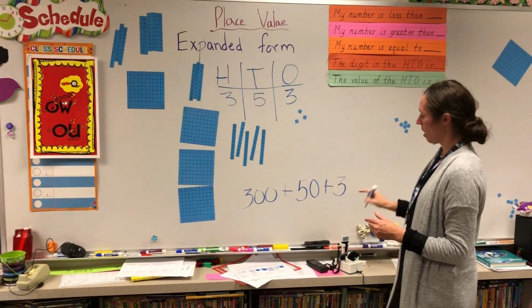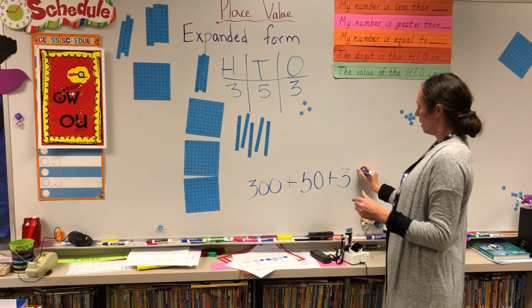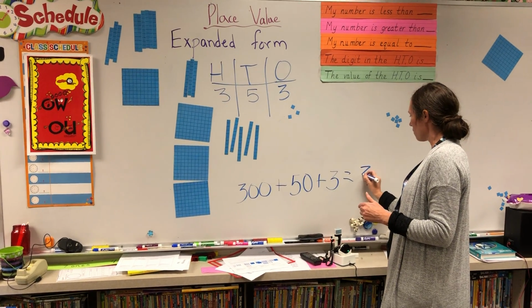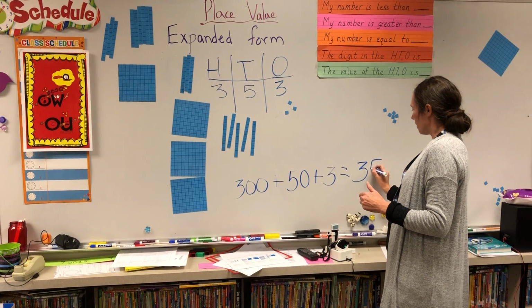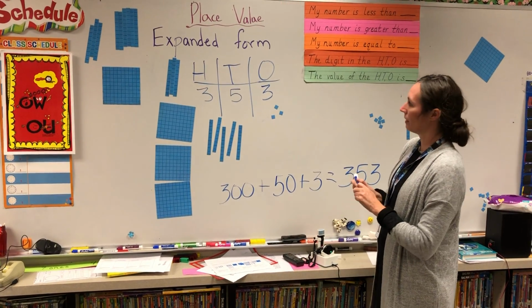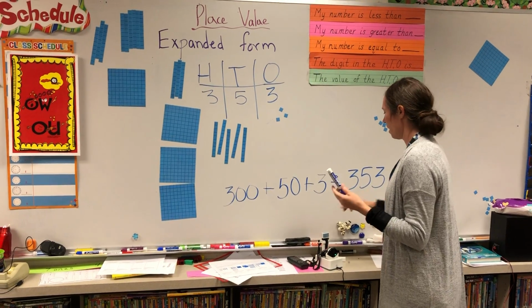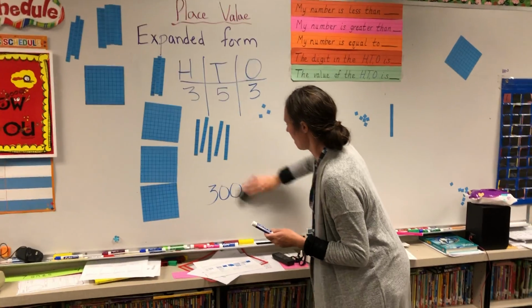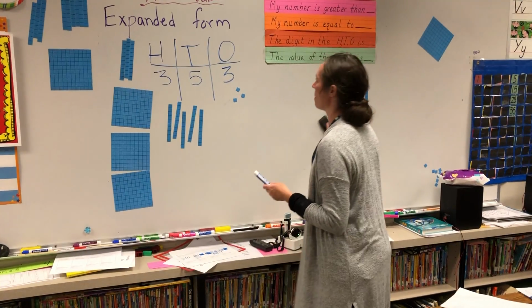3 ones. So my number in standard form, and then we see up here we have 353. Okay. Should we try one more? Let's do one more, but let's do it where something's missing. Let's have a missing number.